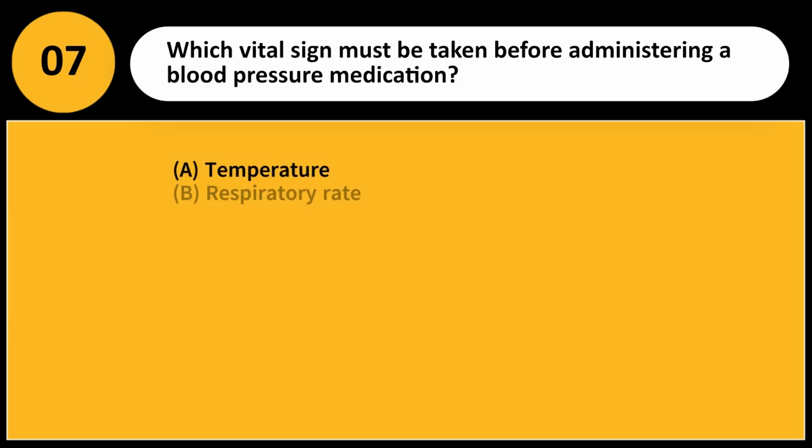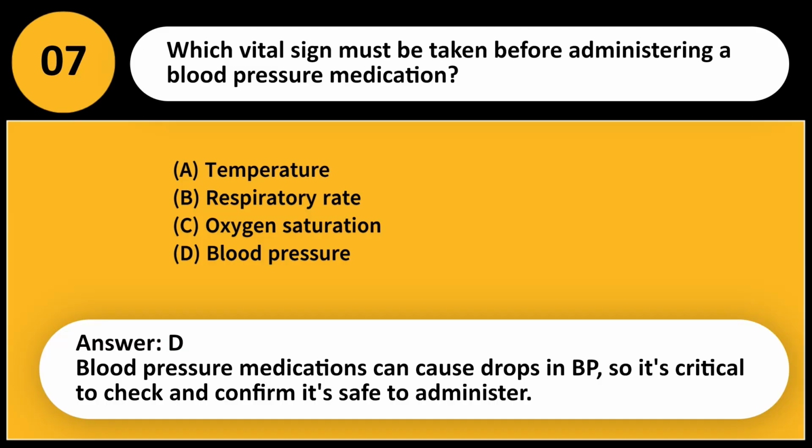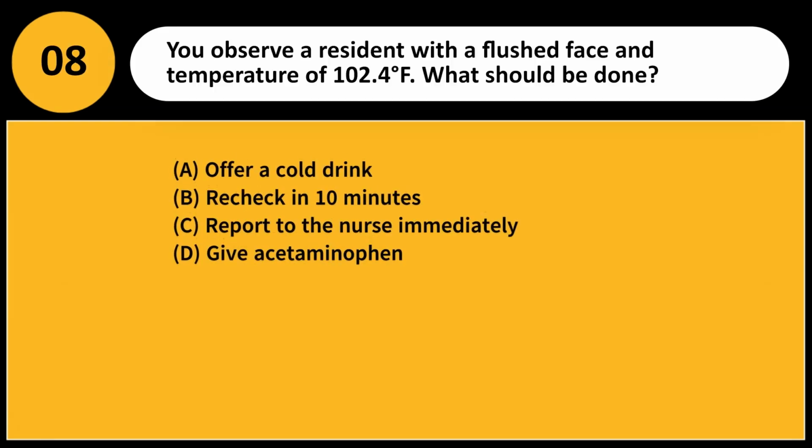Which vital sign must be taken before administering a blood pressure medication? A. Temperature. B. Respiratory rate. C. Oxygen saturation. D. Blood pressure. Answer: D. Blood pressure medications can cause drops in BP, so it's critical to check and confirm it's safe to administer.